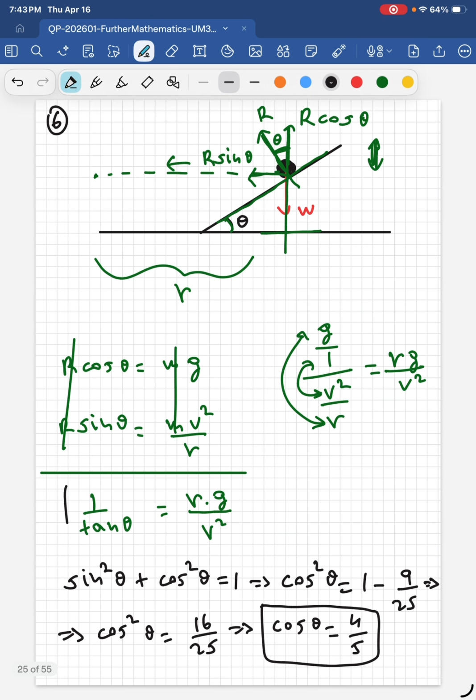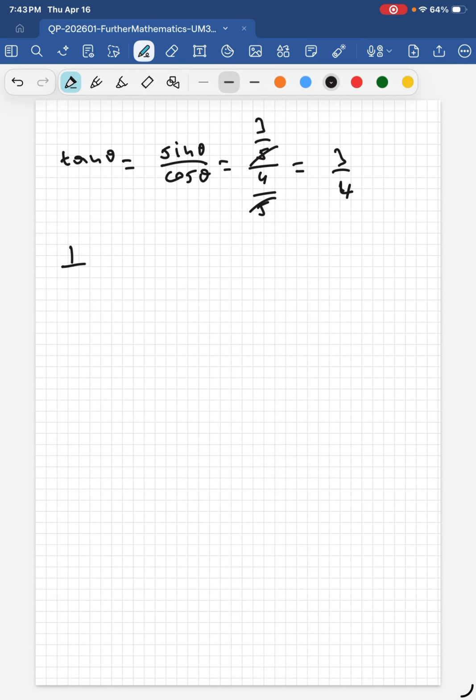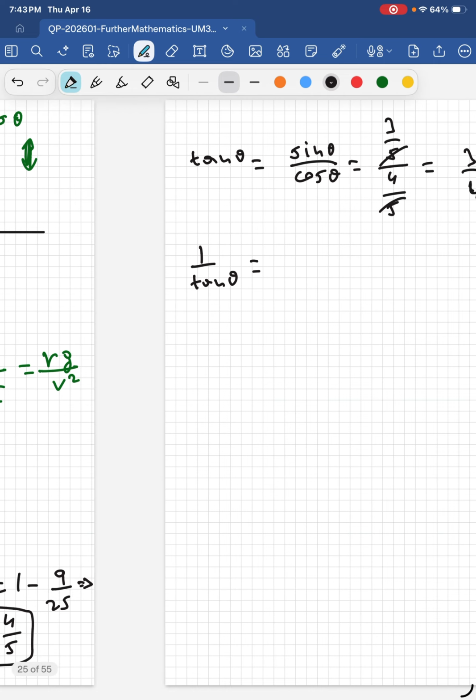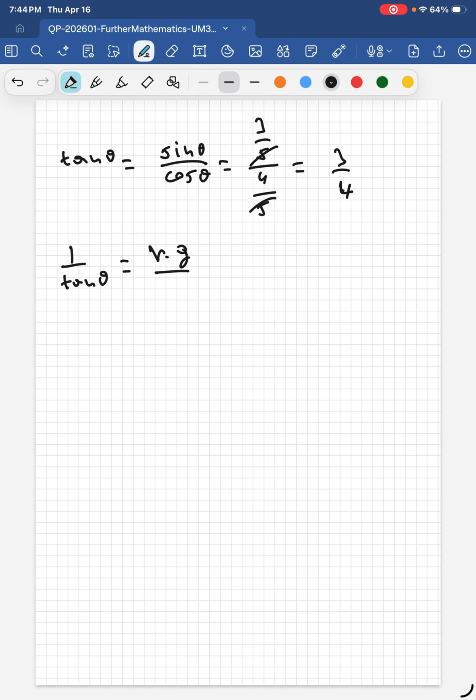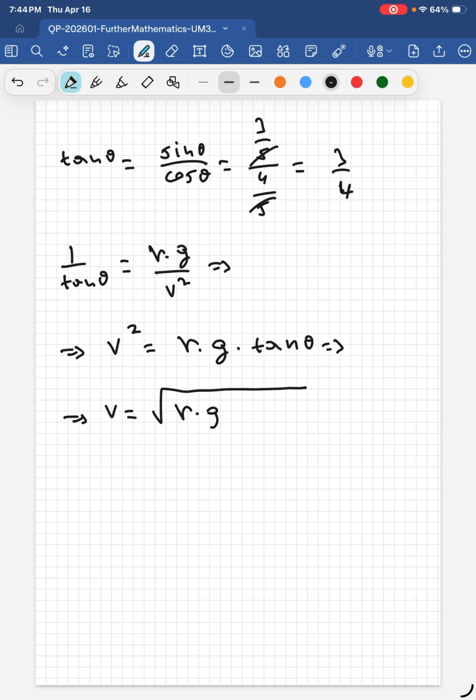So we can go back to this formula. Let's call it 1. We don't need to, it's okay, because maybe I will need that later. So let's use that formula. We have 1 over tangent of theta is equal to r times g over v squared. Therefore, v squared is r times g times the tangent of theta. Therefore, v is the square root of r times g times the tangent of theta.